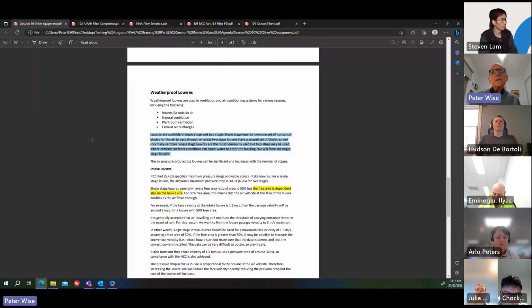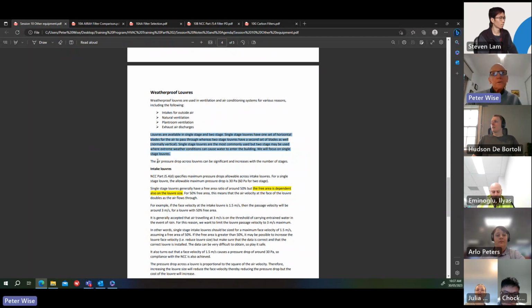So if you've got louvers on a windy side of a building, a wet and windy area, you might have a two-stage louver to prevent the water coming in. We're going to focus on single-stage louvers in this talk because they're the most commonly used.